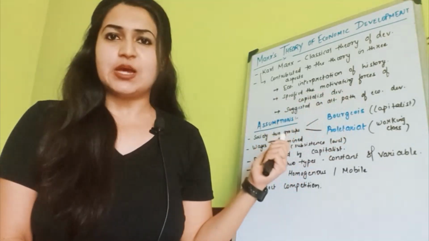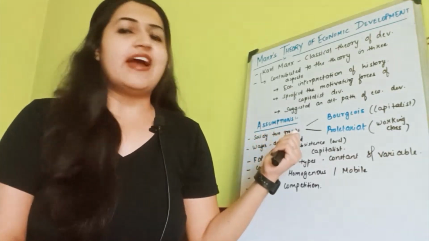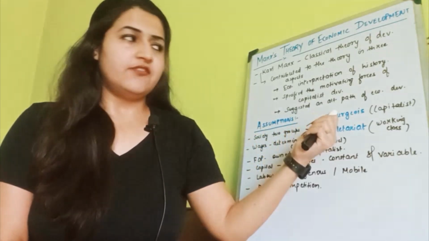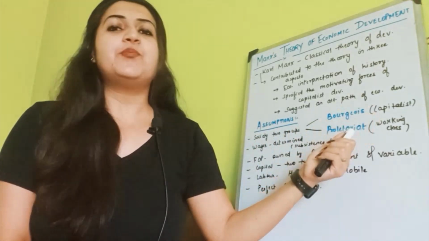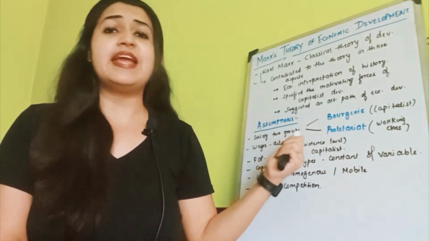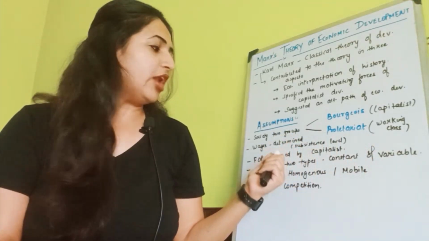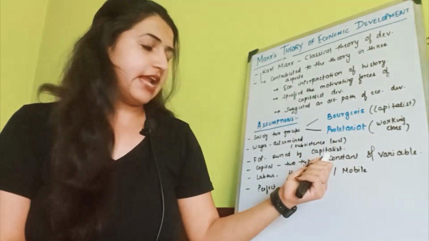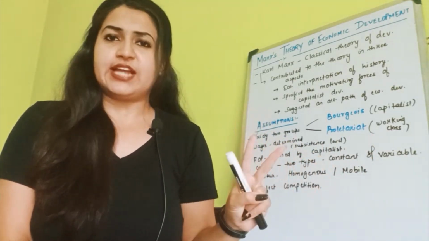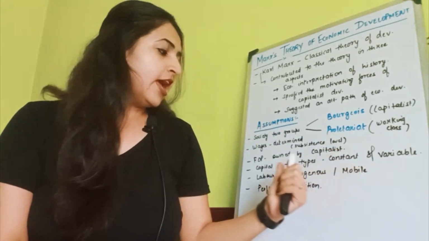Let's go to its assumptions. This theory assumes that the society is divided into two groups. That is the bourgeois, which is the capitalist class, and the proletariat, which is the working class. Wages are determined at the subsistence level. FOP, which is the factors of production, are owned by the capitalist class. Capital is of two types, that is constant and variable, which is discussed further in the video.